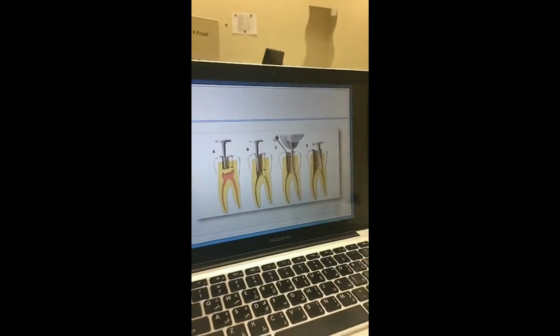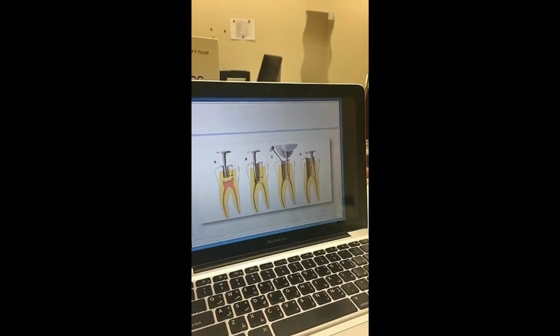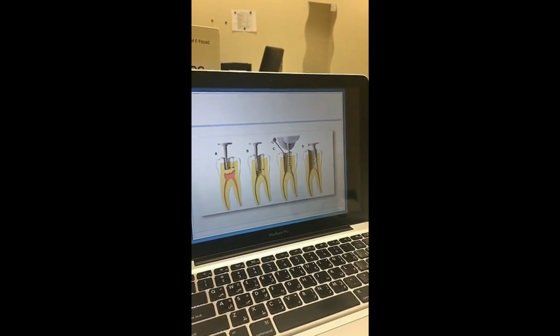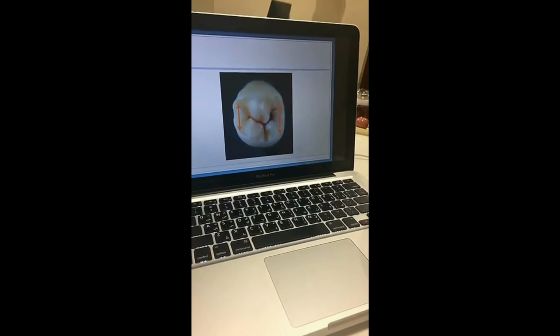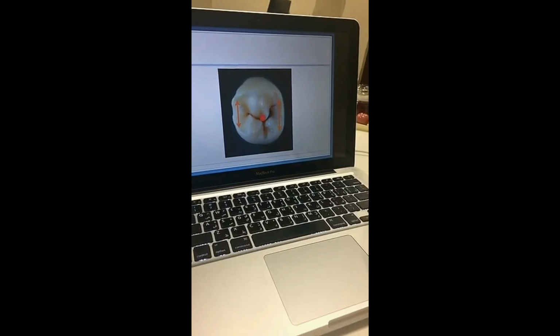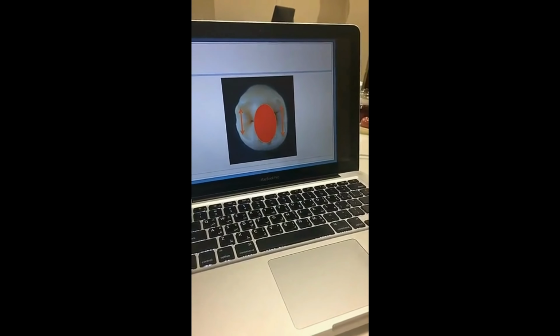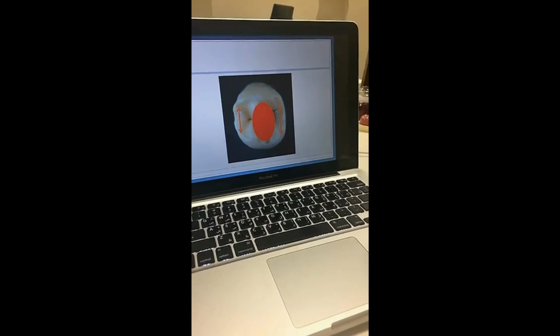For posterior teeth access cavity, always should be started perpendicular to the occlusal surface. And the starting point of the access cavity always will be in the middle. Then you extend it to have your final outline.